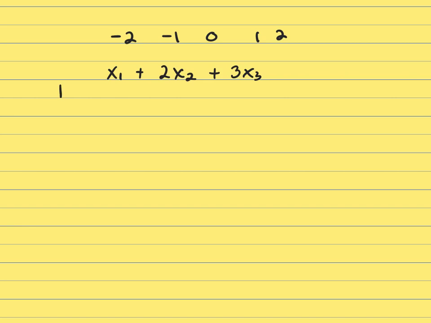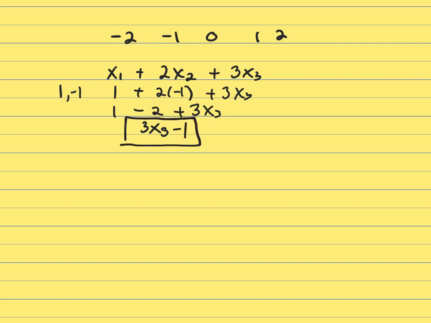All right, so let's say she gets 1 on her first score and -1 on her second one. So that's 1 plus 2 times -1 plus 3x₃. And that gives me 1 minus 2 plus that, and that's going to be 3x₃ minus 1 is one expression. Now, what if she does -1 on the first one and 1 on the second one? That's -1 plus 2 times 1, or 2, plus 3x₃. And that's going to be 3x₃ plus 1.